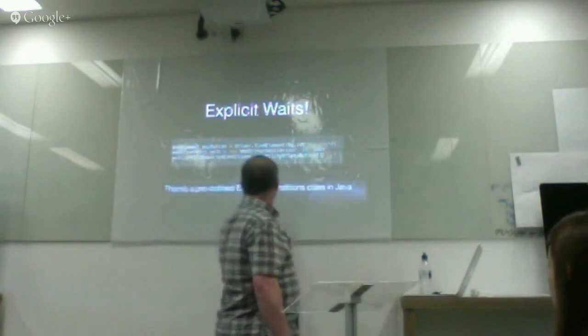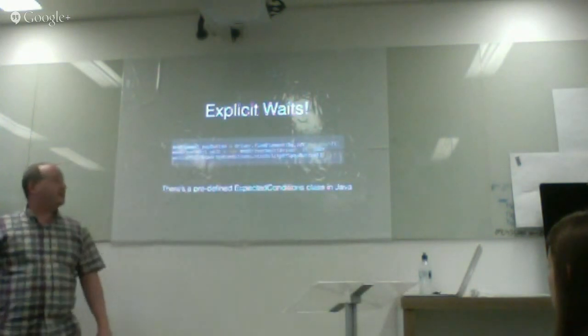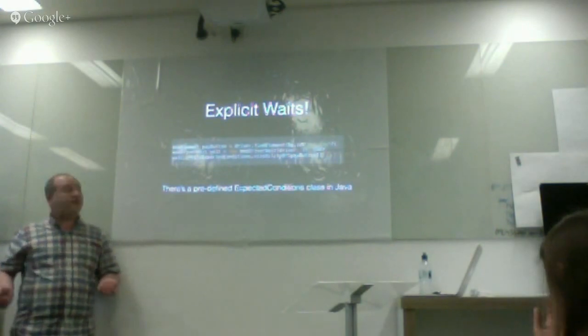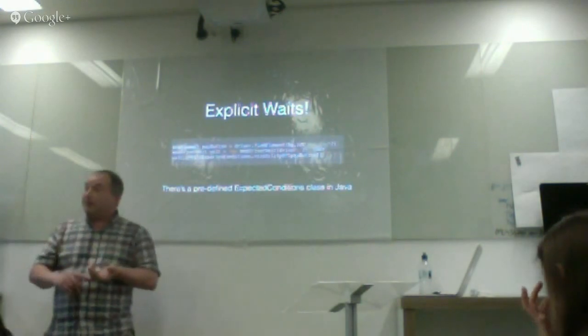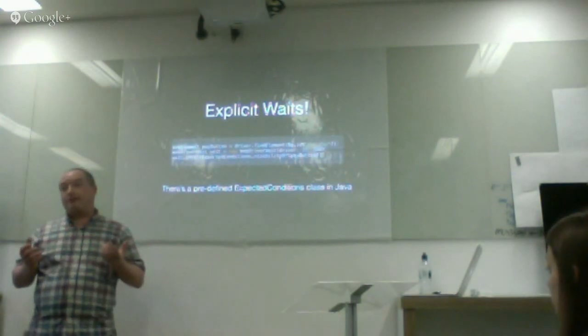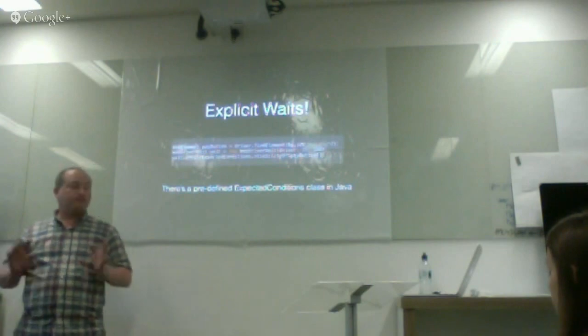And as I'm showing just in here, there's a predefined set of expected conditions in Java. So there are a bunch of these things for you. You can wait for the visibility of things, the invisibility of things, you can wait for things to appear in the DOM, to go away from the DOM, all sorts of things.